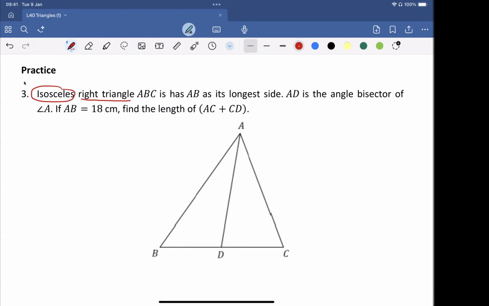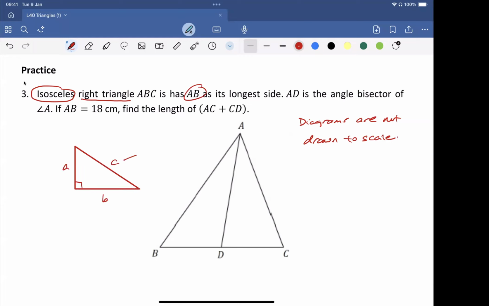But you must remember, in mathematics, diagrams are not drawn to scale. So it doesn't matter how the diagram looks like. You just need to follow the information given in the question, okay? Then they say that AB is the longest side of this right-angled triangle. Whenever you have a right-angled triangle, there's always the longest side. Can you see that this is the longest side?